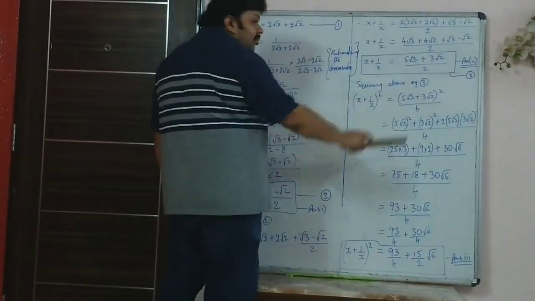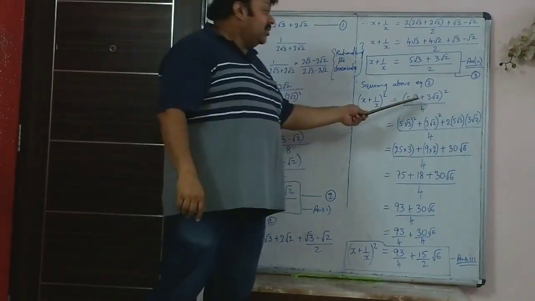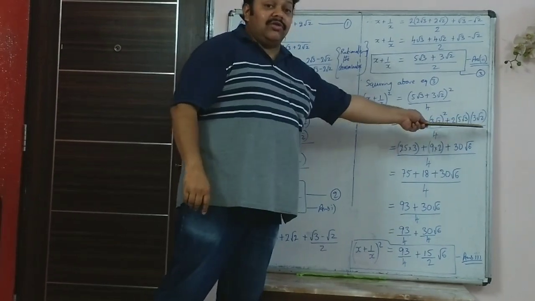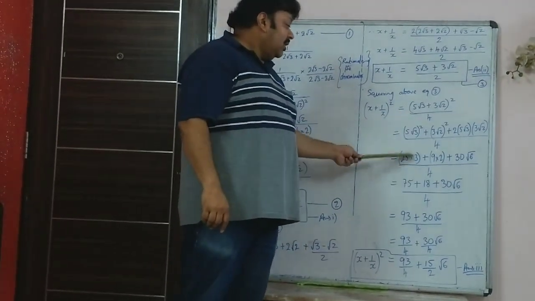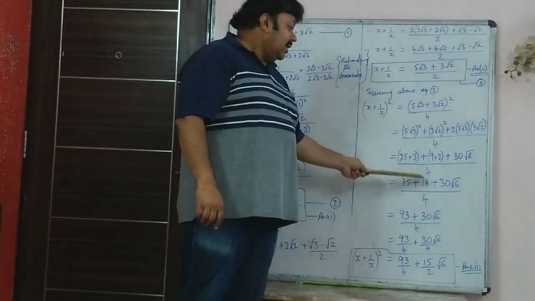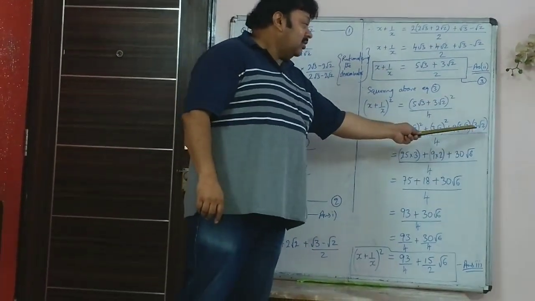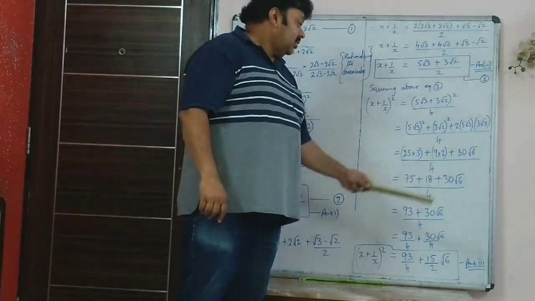Numerator squared is a plus b the whole squared, so it is a squared plus b squared plus 2ab. That should not be forgotten. So when you square it, you get 25 into 3, that is 75. This is 9 into 2, that is 18. And the last term will become 10 3s are 30 and root 6.